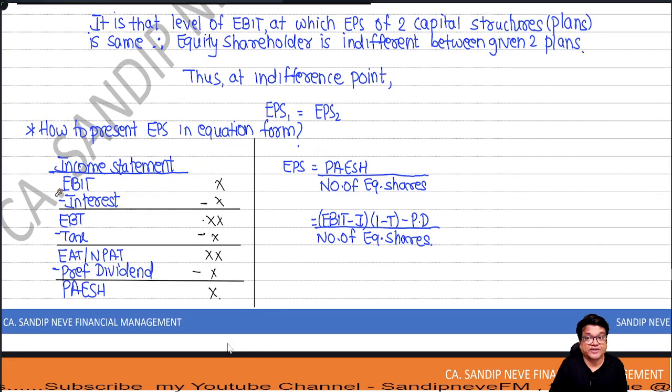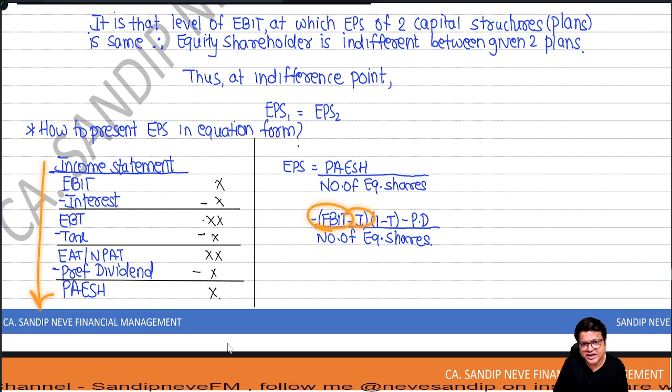Remember, we start from EBIT. Don't tell me to start from sales. We have already discussed that sales, variable cost, contribution, and fixed cost are not affected by capital structure. So we start from EBIT. EBIT minus interest gives you EBT. EBT minus tax gives you EAT. EAT minus preference dividend gives you PAESH. And PAESH divided by the number of equity shares gives you EPS. So you have to reach from here to here.